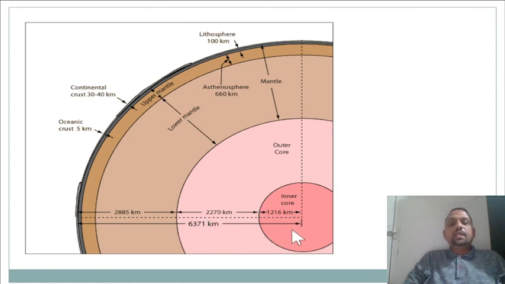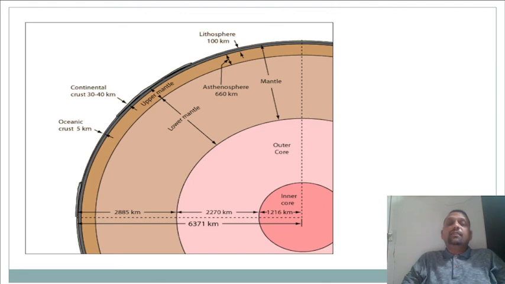So totally, the total radius of the earth is about 6371 kilometers. This figure may vary. In some books you can find this figure as 6400 kilometers as well. They round this figure up somehow. No one confidently says this figure is correct and that figure is wrong. So roughly, the radius of the interior of the earth is more than 6000 kilometers.